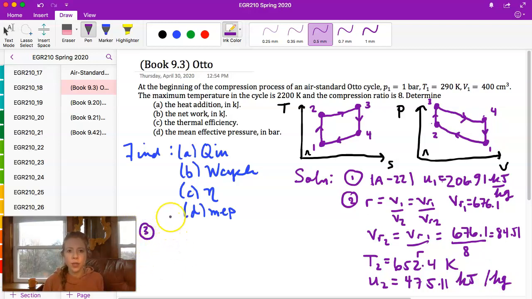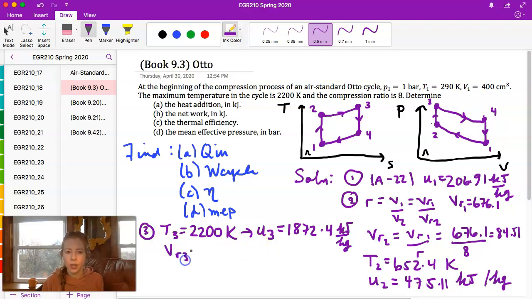So for state 3, we have the maximum temperature in the cycle is 2200 K, and we get the maximum temperature at state 3. So T3 is 2200 K, right? Because that happens after the heat addition to the air. And so from that, we can go to the table and we can find that U3 is 1872.4 kilojoules per kilogram. And we can find VR3 is 2.012.